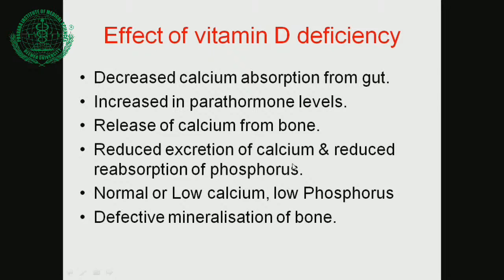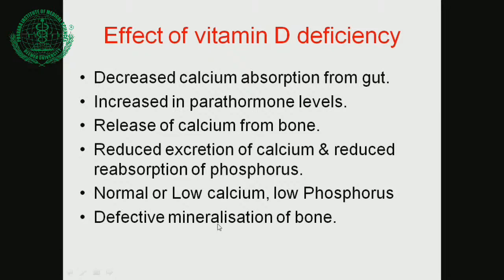So reabsorption of phosphorus will be defective, it will reduce, and so normal bone formation will not be there, because for formation of bone, both calcium and phosphorus are required. Okay, so the body tries to maintain calcium and phosphorus, even if there is vitamin D deficiency, by increased absorption of calcium and reduced excretion, but one stage comes when calcium also becomes less and phosphorus also becomes less. Okay, and because of the deficiency of vitamin D, there is defective mineralization of bone.